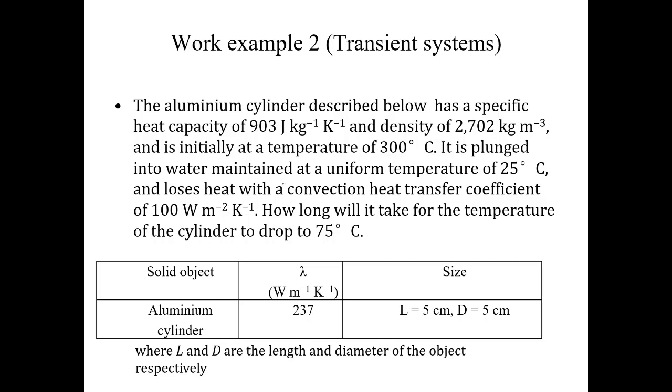So the cylinder is going to lose heat via convection heat transfer, and you know the value of the heat transfer coefficient for convection. So now the question is, how long will it take for the temperature of the cylinder to drop to 75 degrees centigrade? Okay, and we know the dimensions of the aluminium cylinder itself. We know the length of it, we know the diameter, so it means that we can easily calculate the surface area of the cylinder. We know the thermal conductivity of aluminium as well, so we can look at how much time it will take to drop to 75 degrees centigrade.